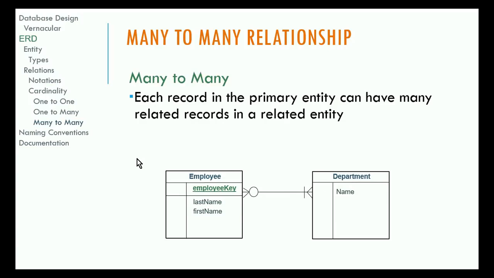So in a one-to-many, each record in the primary entity can have many related records in the related entity. There really is no primary entity here. They're both primary entities because they both can have many records in the related entity.